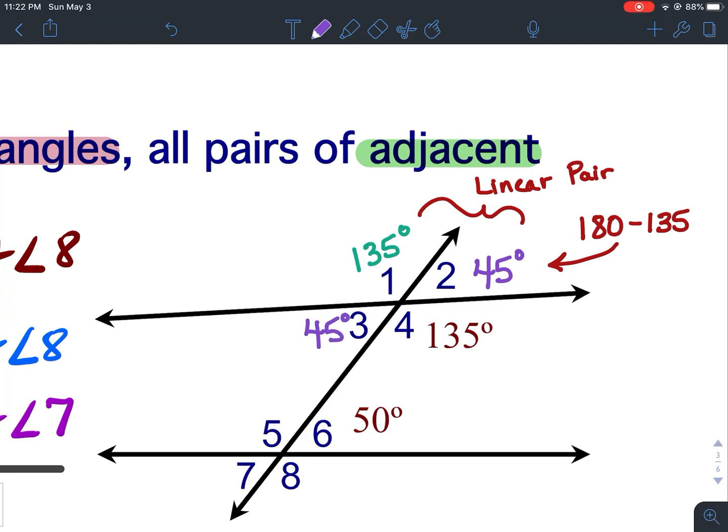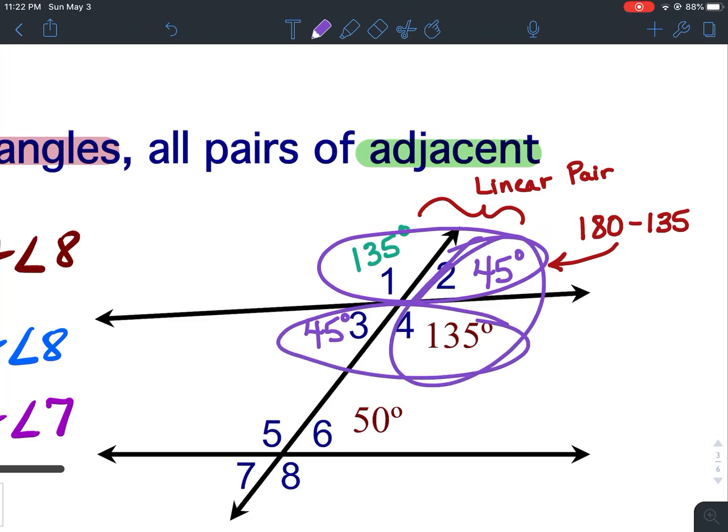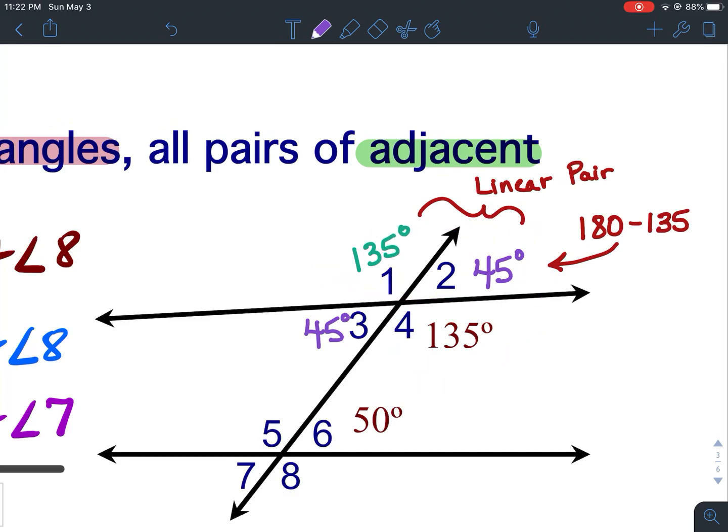And if you look at this, don't these two form a straight line? Yes, they would add up to 180. These two form a straight line. Yes, they add up to 180. These two form a straight line, and they add up to 180. So you actually have 4 pairs of linear pairs here. Here's a linear pair, here's a linear pair, here's a linear pair, and here's a linear pair. Go ahead, pause your video, get all that written down.